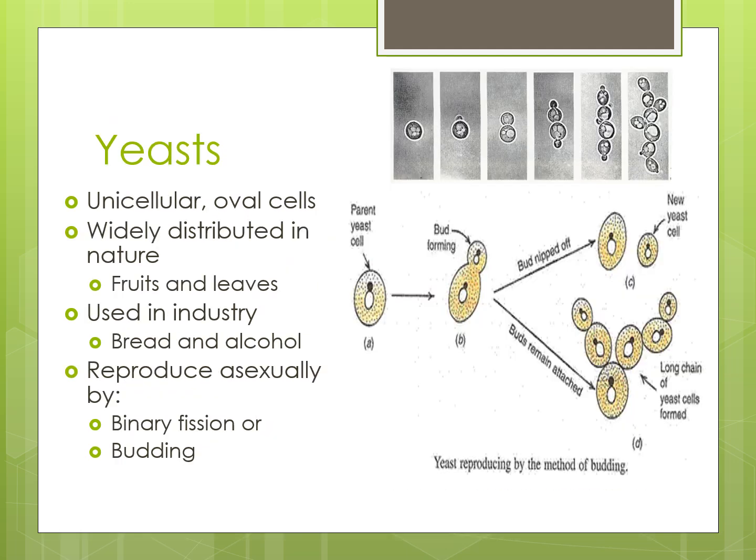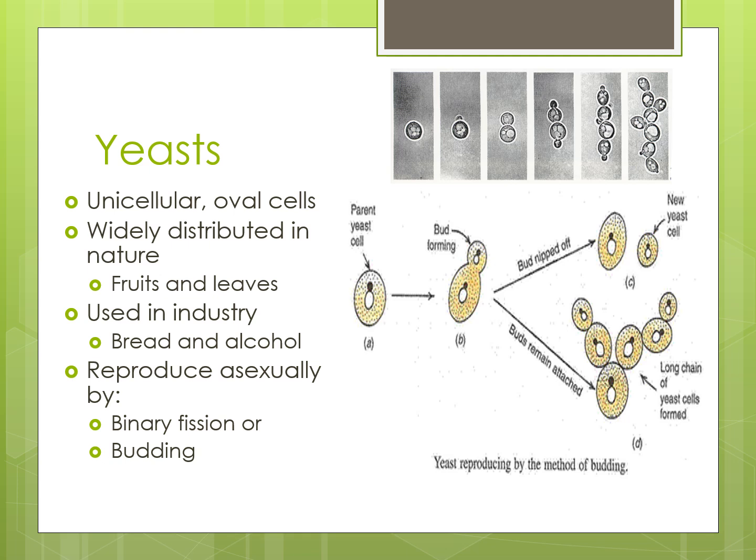All right, we are starting with yeast. This is one of our examples of fungi. They are unicellular, so they are a single cell organism. They are oval in shape and widely distributed in nature. We have been able to harness their abilities, and what they provide for us is that we can make bread and alcohol using the process of fermentation, which is super cool.